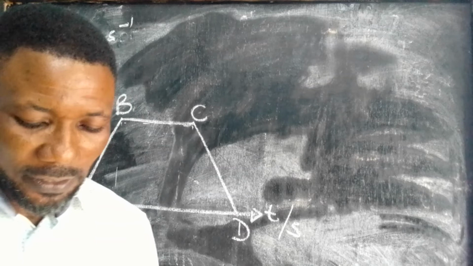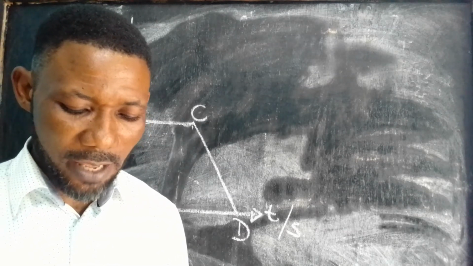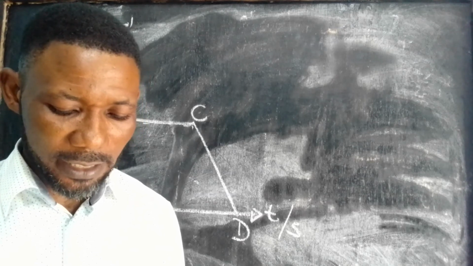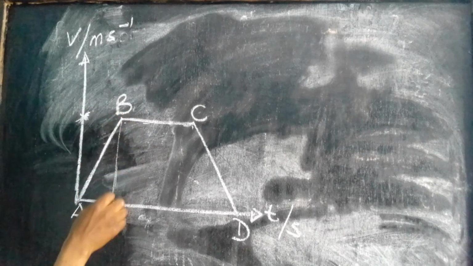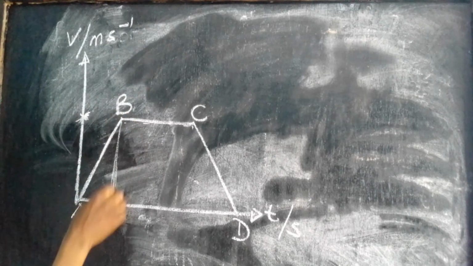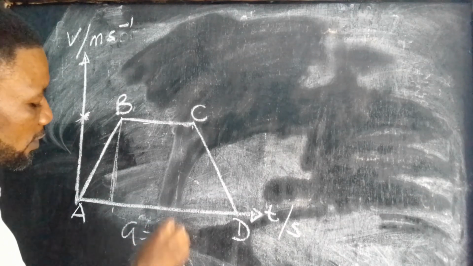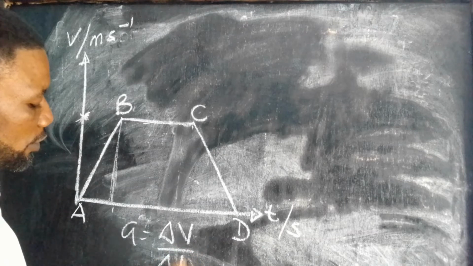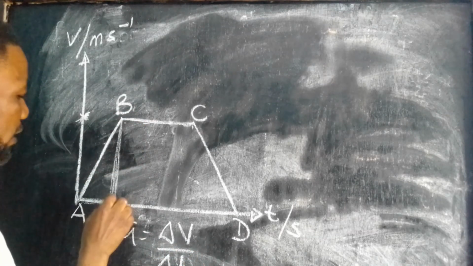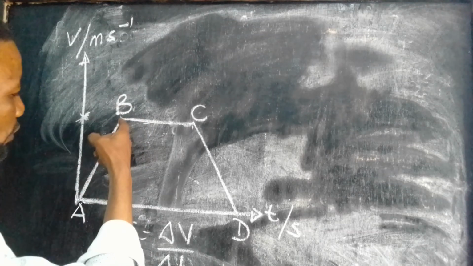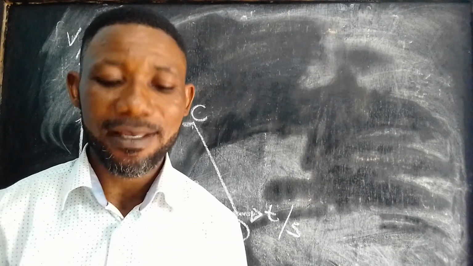And lastly, state the significance of the gradient of the section AB. What is this gradient equal to? The gradient is the acceleration, because acceleration is a change in velocity over change in time. The gradient is the rise over the run, which is change in velocity over change in time, giving us acceleration.